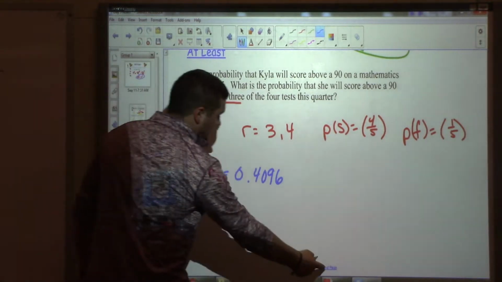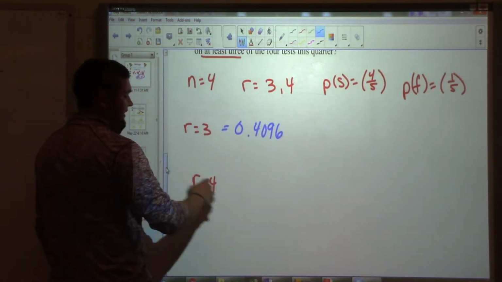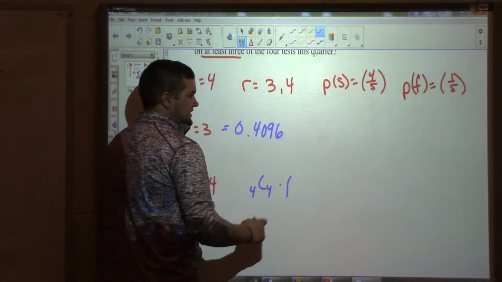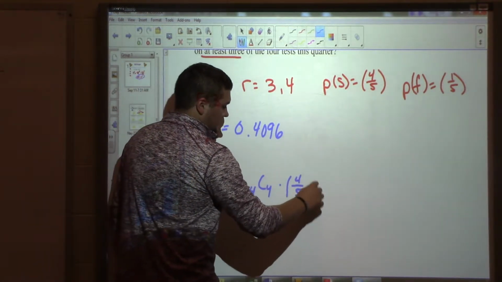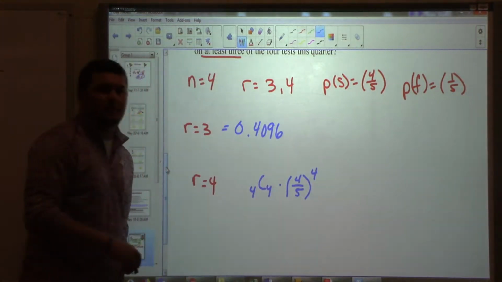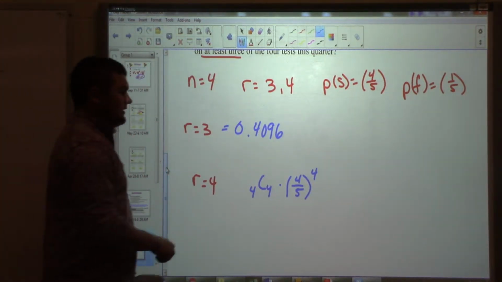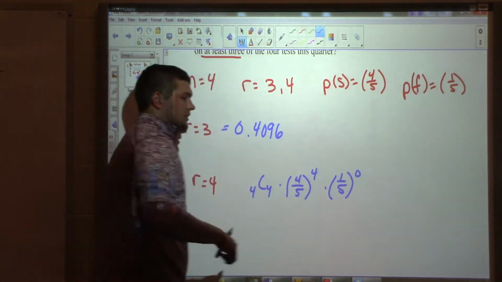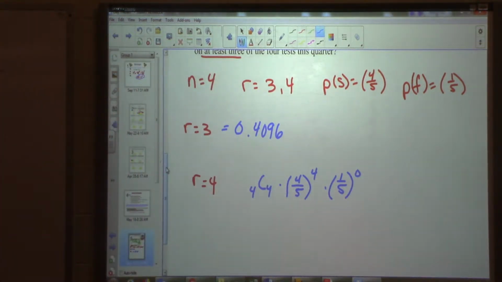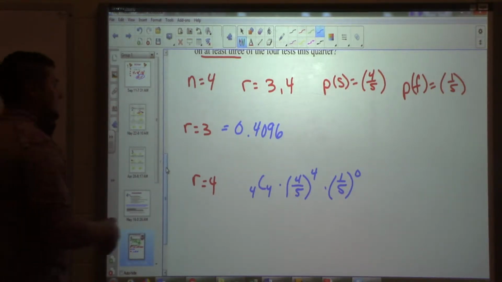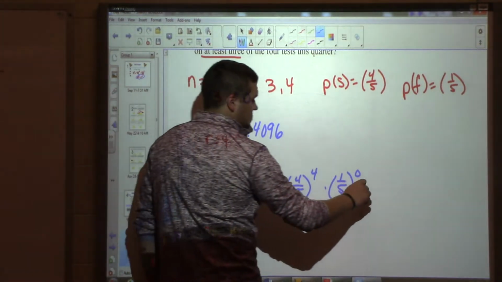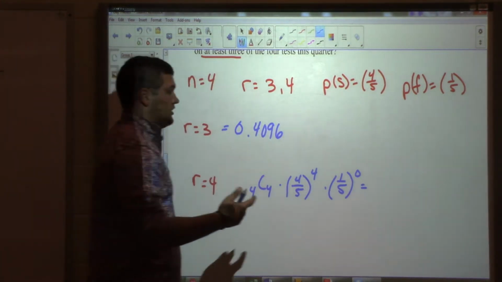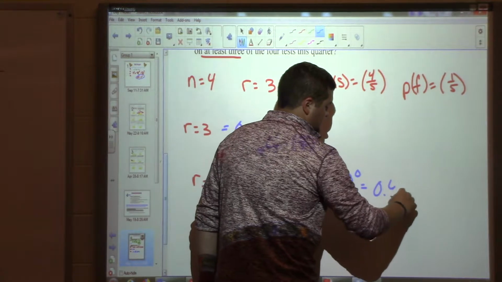Then I'm going to do where r equals 4. So I'm going to get 4c4 times probability of success, or 4/5. I want to succeed 4 times, or to the r power, so the 4th power, times the probability of failure, 1/5, to the 0 power, or the n minus r power, or how many times I want her to fail. In this case, 0 out of 4 tests. What do I get when I put that in my calculator? Same thing, 0.4096.